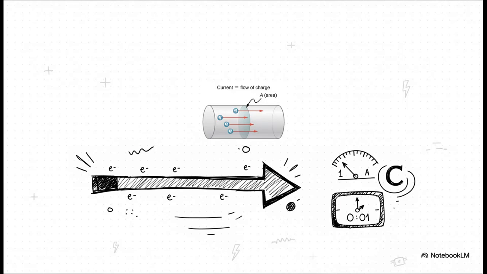And this picture here makes that idea really clear. You just imagine taking a cross-section of a wire, that area A, and you just count the charges passing through it over a certain amount of time. The unit we use for this is the ampere, or amp for short, named after André-Marie Ampère. 1 amp is exactly 1 coulomb of charge flowing past a point every single second.